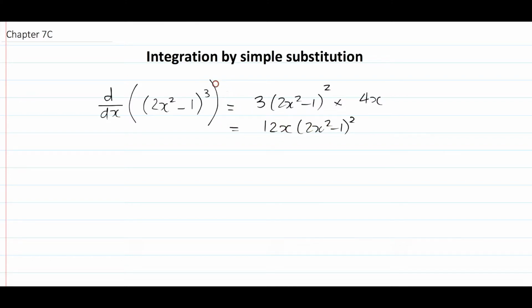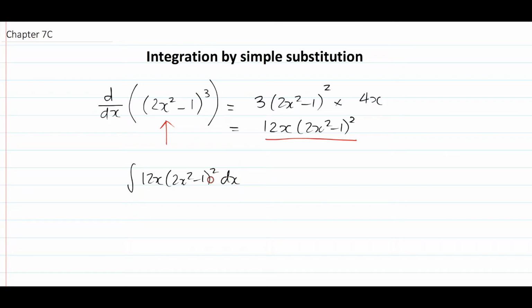Now the goal with integration by simple substitution is you're going to work backwards. You're going to be able to anti-differentiate this function, the one you answered right here, and get back to the original. So get back to this function right here. So how would you do that? Assume that we have no knowledge of this function at all. We're only given this function and we're supposed to anti-derive it and get back to an answer, right? So how would you do that?